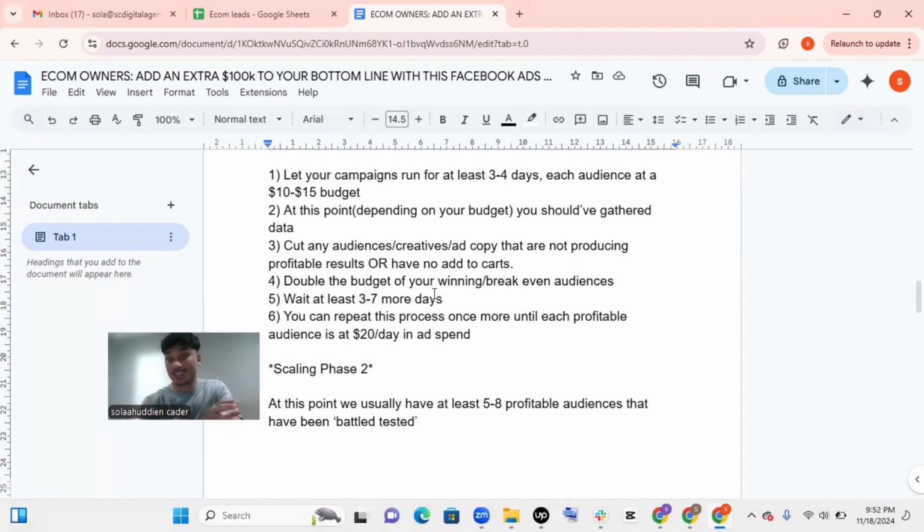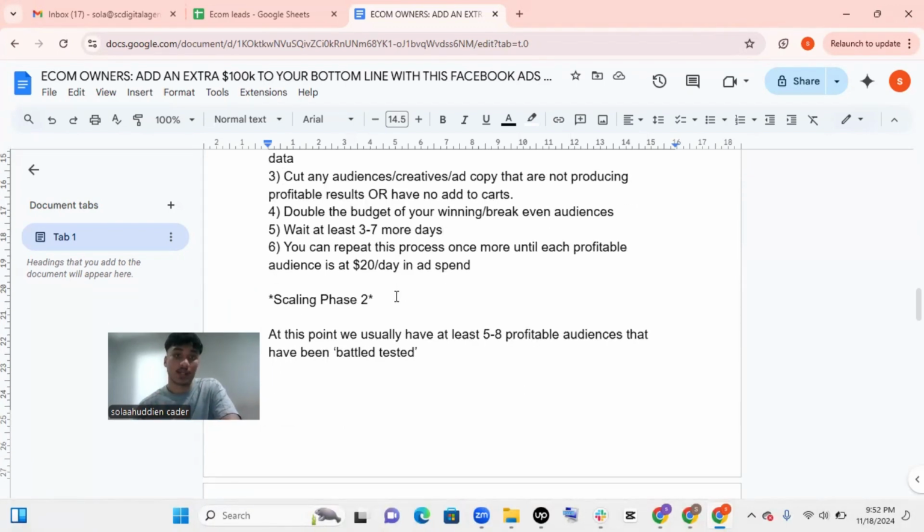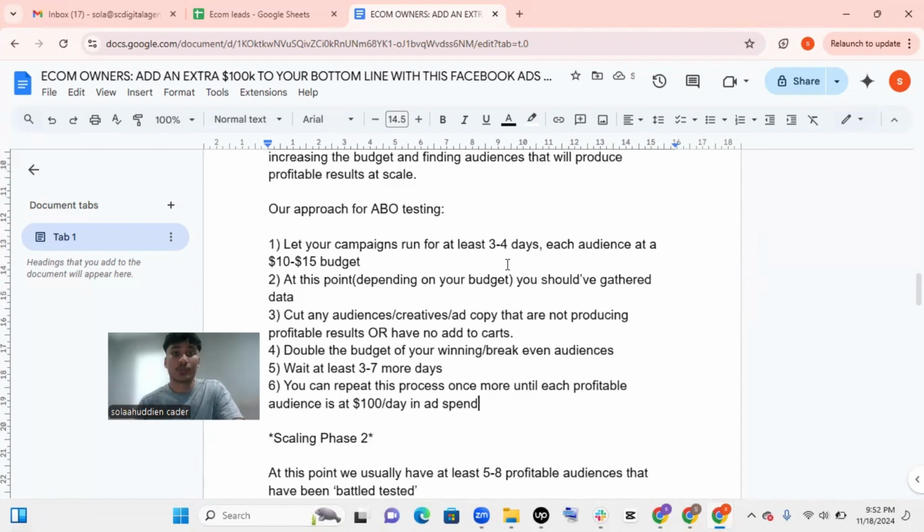Remember, all of these audiences that have add to carts, that have initiate checkouts, you can go ahead and retarget those customers who have shown interest in your brand. So you can repeat this process over here for each audience. Back then, we were testing much smaller budgets, but now this strategy safely works up until around $100 per day for each audience, right? So you can go ahead and test this out.